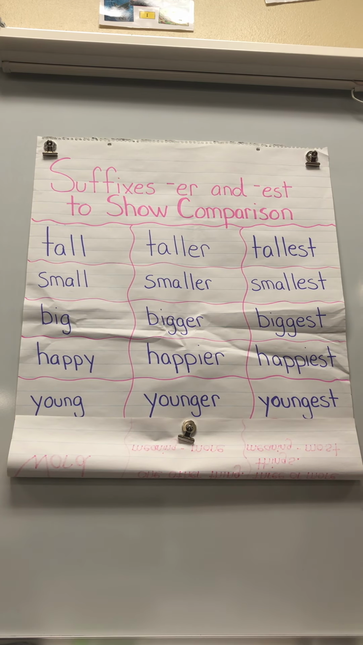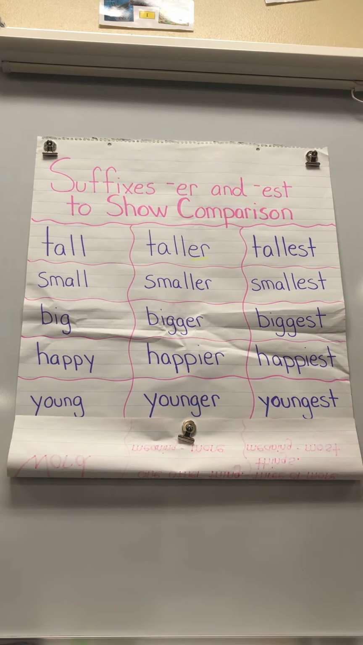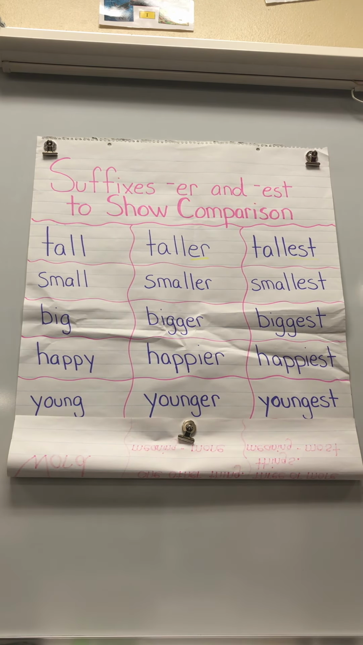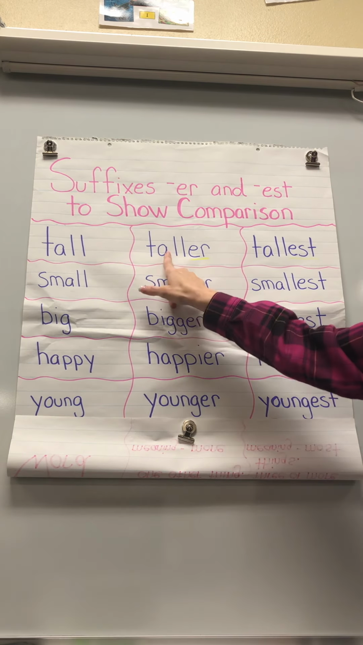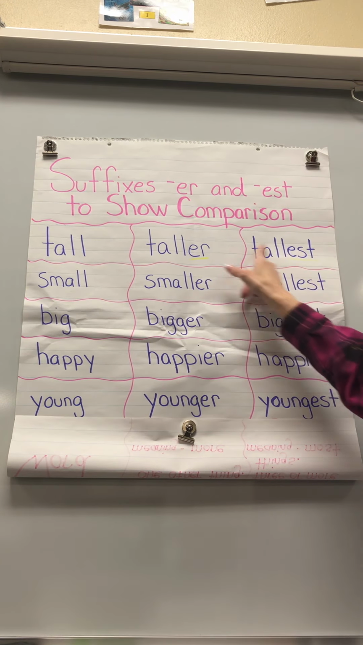You add ER to the end of a word when you're comparing two people or things. And we add EST to the end of a word when we are comparing three or more people or things. So, my mom is more tall than me, but my dad is the tallest.